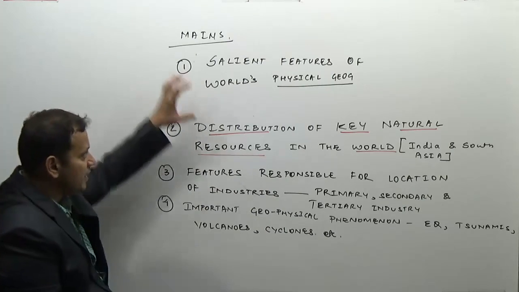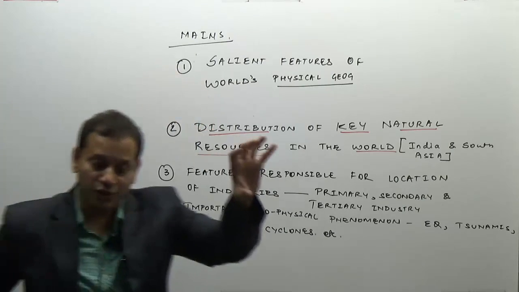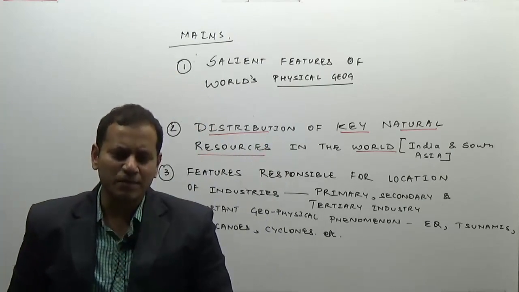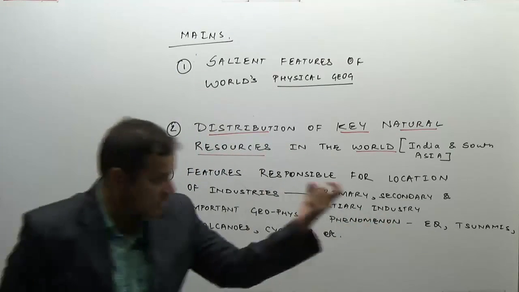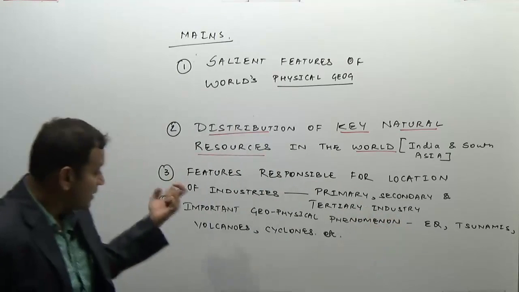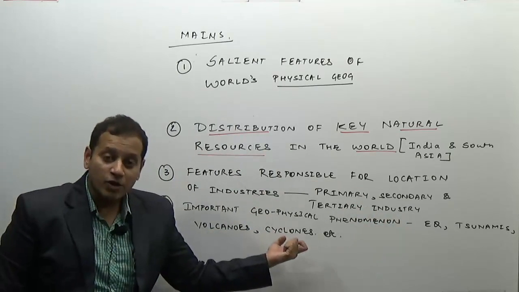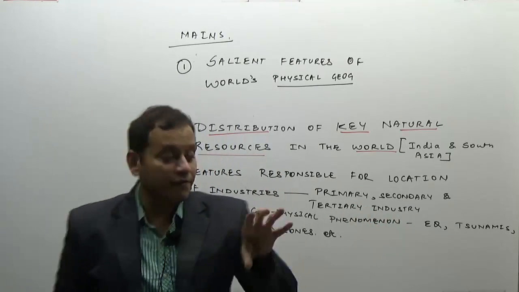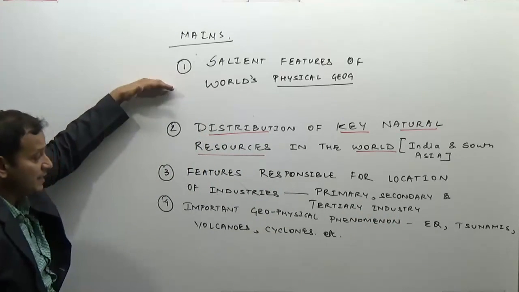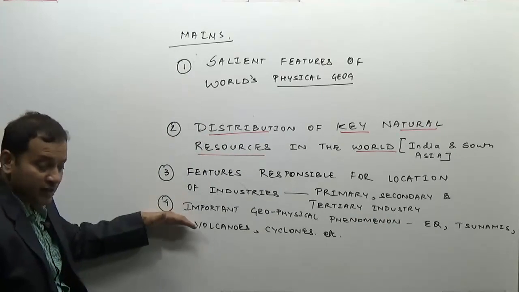Now when we study the salient features of the world's physical geography, while studying mountain building, we will be studying earthquakes. While studying oceanography, we will be studying tsunamis. While studying climatology, we will be studying cyclones. So this is just a part of physical geography. So we can say that this covers physical geography.